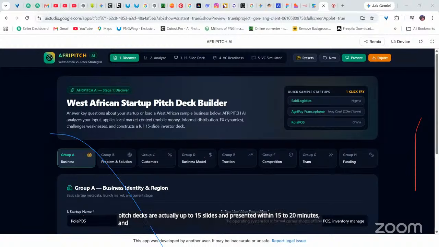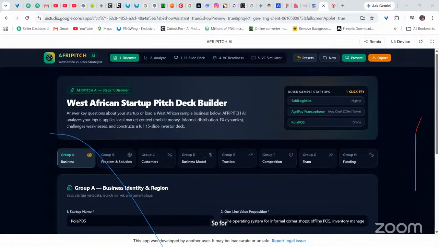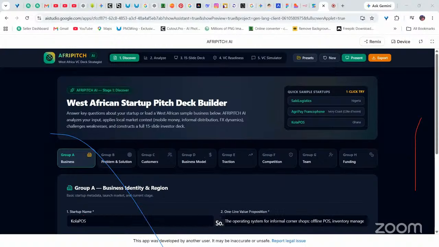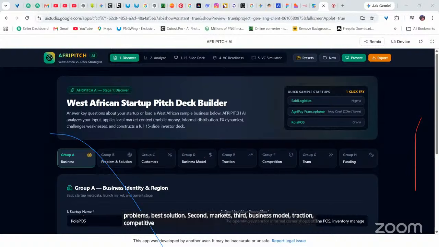For this next part in my document, it says, think of it as answering a central question: why should I believe this business can become valuable, and why should I put my money, resources, or time behind it? It says a good pitch deck therefore connects problem first, solution second, market third, then business model, traction, competitive advantage, financial potential, team, and investment ask.